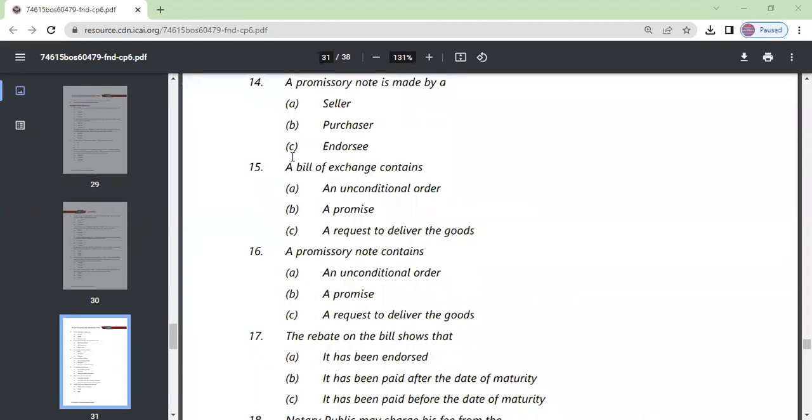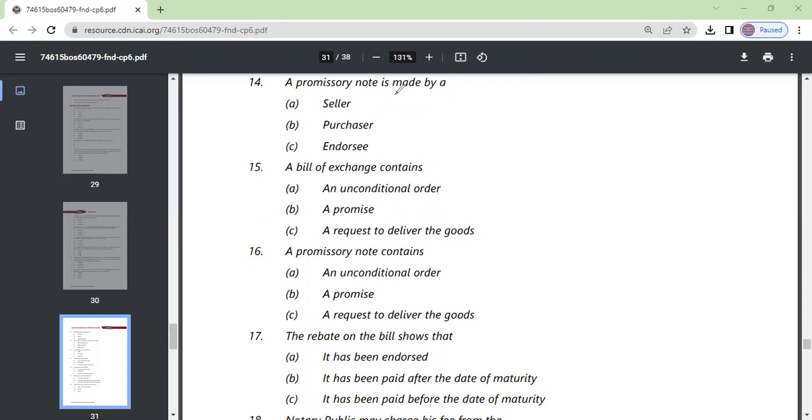Next, coming to 14th. A promissory note is made by. Do you know the difference between bills of exchange and promissory note? Bills of exchange is drawn by the drawer, accepted by the drawee, an unconditional order. Promissory note is the promise to pay. It is made by the maker. The person who makes the note is called maker, also called debtor, and the person to whom the amount has to be paid is called payee, also called creditor.